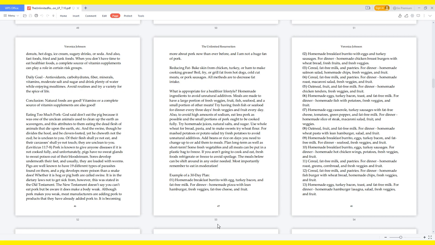Reducing fat: bake skin from chicken, turkey, or ham to make cooking grease. Boil, fry, or grill fat from hot dogs, cold cut meats, or pork sausages. All methods are to decrease fat intake.